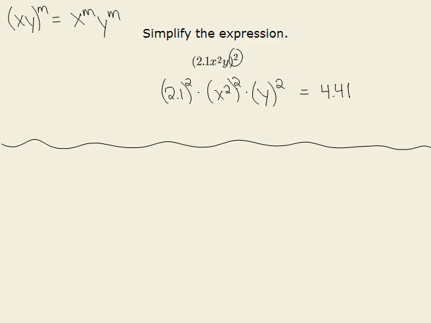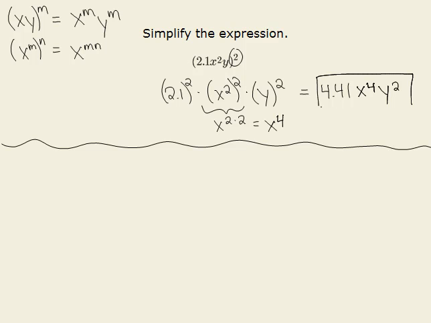So we will use the power rule, which says that when this happens, for instance x to the m and then to the nth, we multiply those exponents. So it becomes x to the m times n. So here we have x to the power of 2 times 2, which will give us x to the fourth, which we'll put here in our answer. And then y to the second gives us y squared. So our final answer is 4.41 x to the fourth y squared.